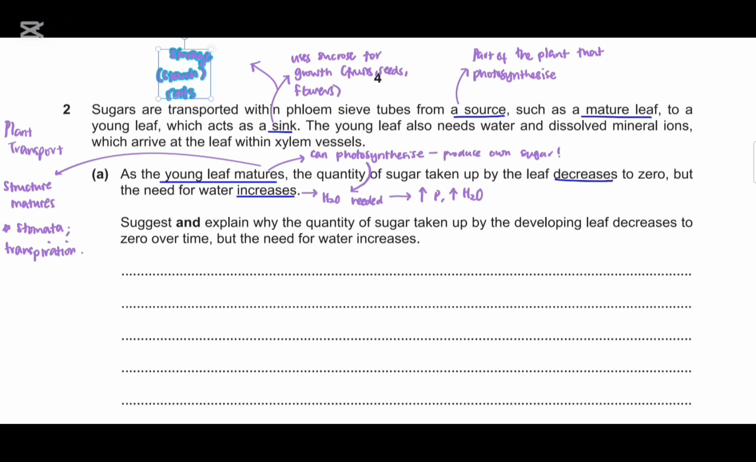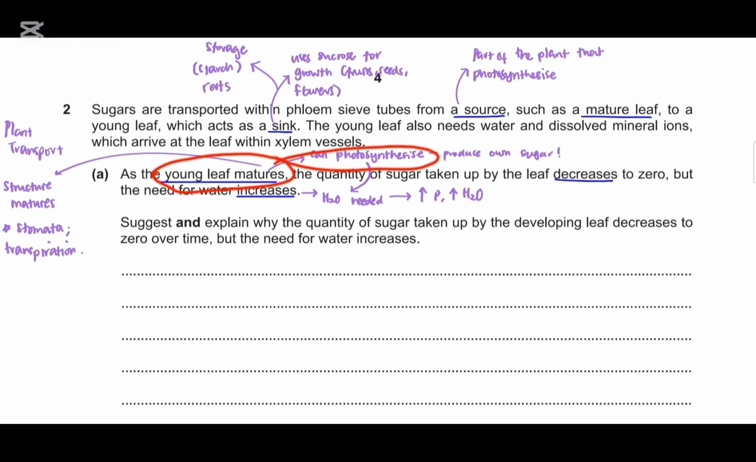So make sure you understand what we mean by a source and a sink. The young leaf also needs water and dissolved mineral ions, which arrive at the leaf within the xylem vessel. As the young leaf matures, the quantity of sugar decreases to 0, but the need for water increases. What does that mean? When the young leaf matures, at first it was a sink, but as it matures, it now has the ability to photosynthesize.